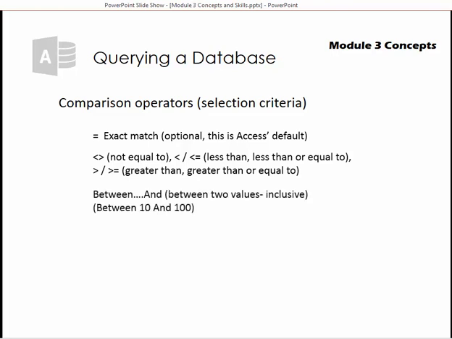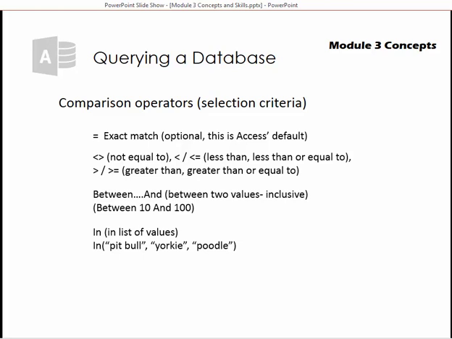Four special comparison operators include between and. The between and operator will return values that fall between two values, including the values you specify. So, for example, you specify criteria between 10 and 100. This will return records where the values are 10, 11, 12, up to and including 100.